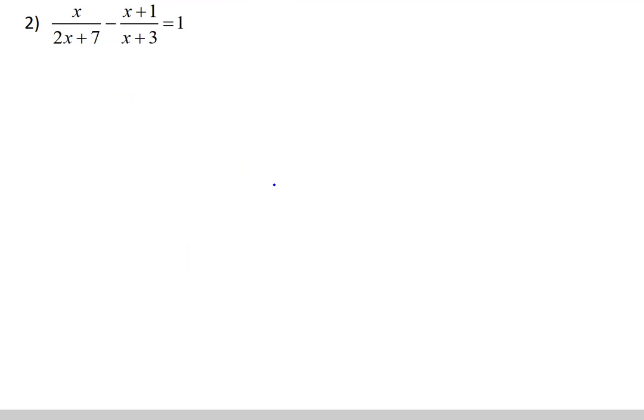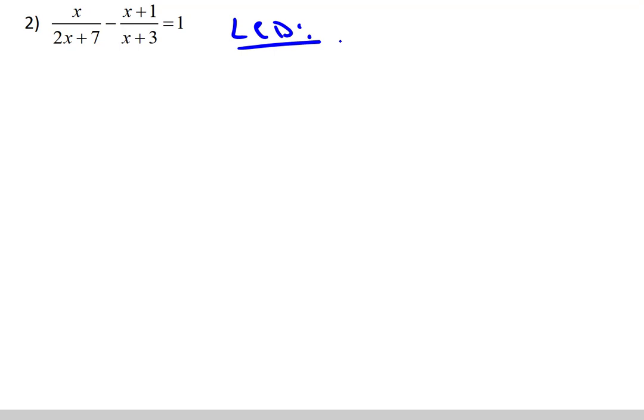This one reads x over 2x plus 7 minus x plus 1 over x plus 3 equals 1. And in the same way, we'll follow our basic steps, which involve clearing the fractions. But to do that, we need to find an LCD. And of course, to do that, we need to make sure all the denominators are factored.